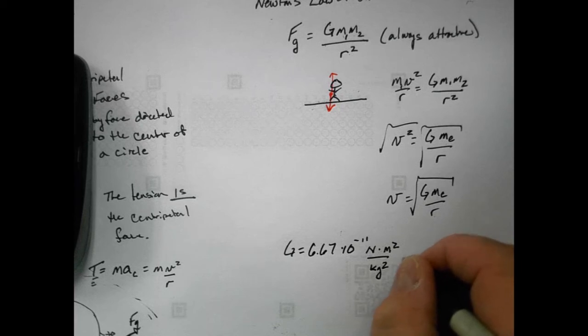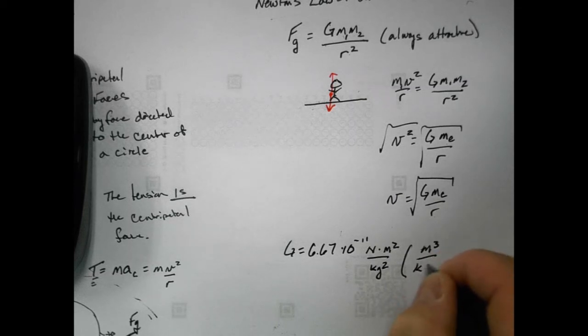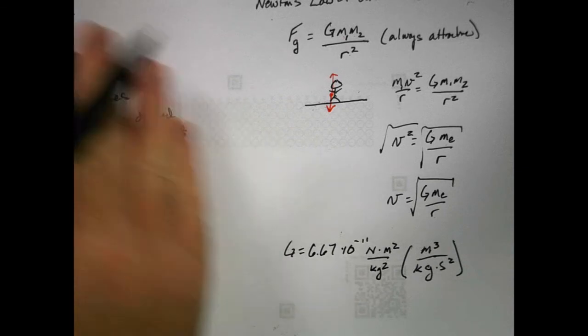I think it's like meters cubed per kilogram second squared, I think is just the kilogram meter seconds value for it. But it's really just this: newtons times meters squared per kilogram squared. And that's G.